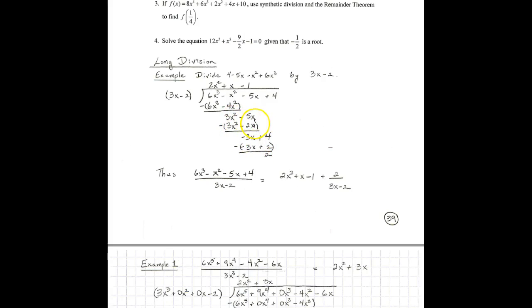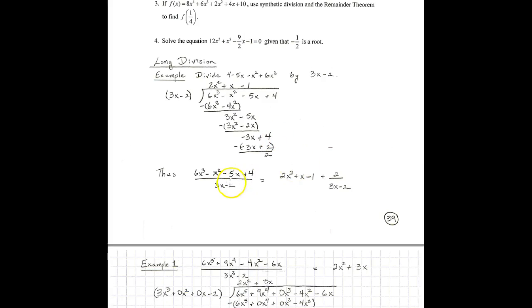And then I get minus 5x plus 2x, so minus 3x. Then bring down the last term. And I ask myself, 3x times what equals minus 3x? That's minus 1, right? So I write my minus 1. Multiply that through, I get minus 3x plus 2. And then I subtract that. So I'm left with 4 minus 2, which is 2. So that's my remainder. There's nothing else to bring down.